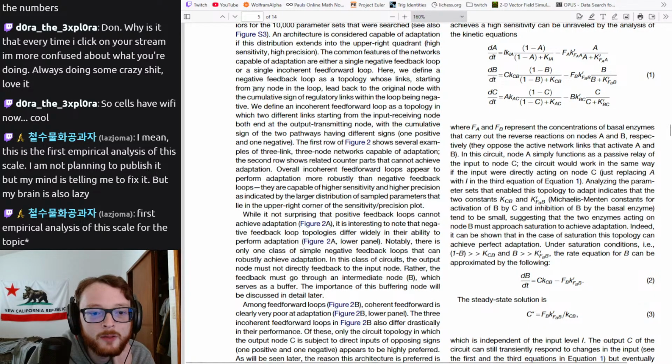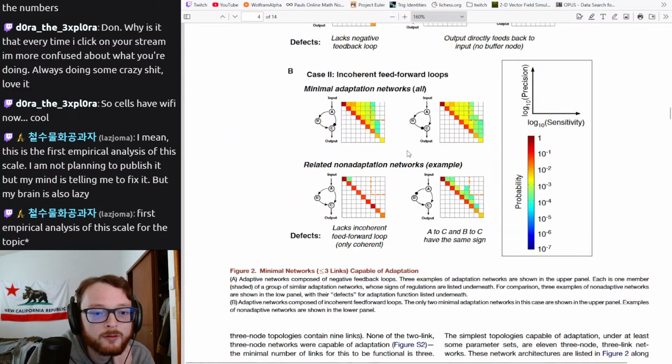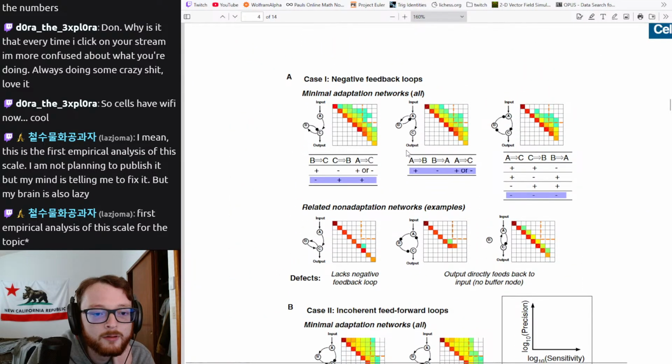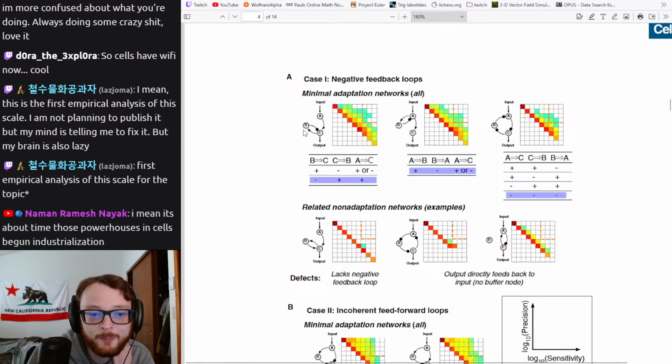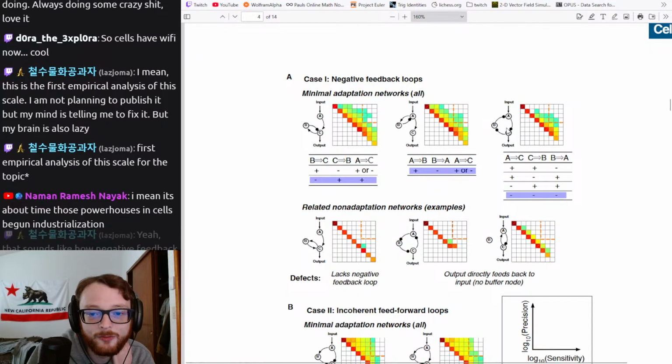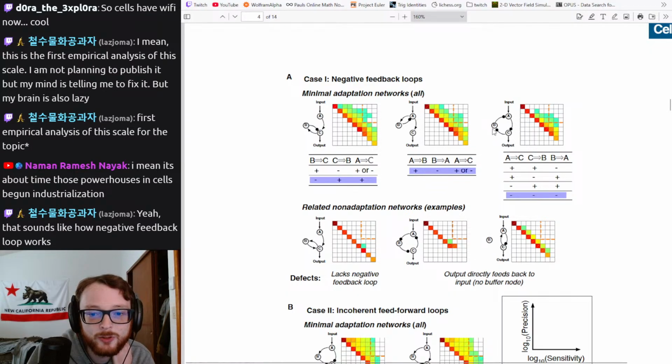Starting from any node in the loop, lead back to the original node with the cumulative sign of regulatory links within the loop being negative. That does not seem true for this one. If I start from B, go to C, I pick up a negative sign, then I go back and I get a positive and it's 0. If I start at A, I just can't get back. This is the only one that actually seems to fit their definition of negative feedback loop.